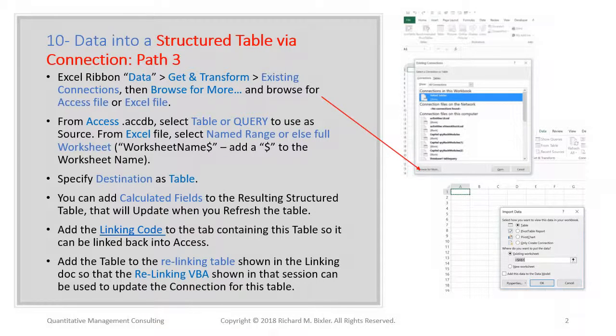A window pops up showing data sources you can select. From an access.accdb file, select the table, probably called RNG table name, or query, probably called lowercase q query name, to use as the data source. Or from an Excel file, select a named range like RNG table name, or a worksheet like worksheet name $.